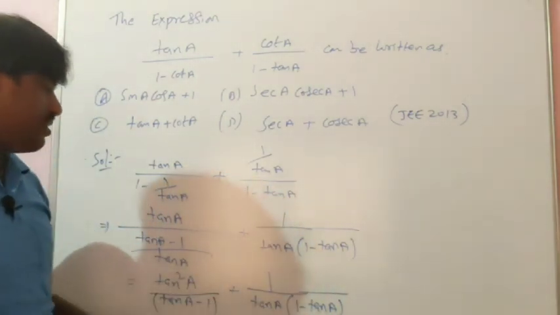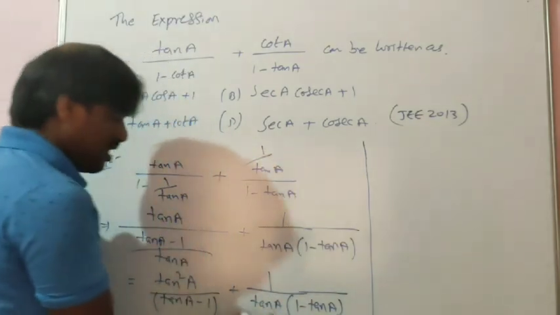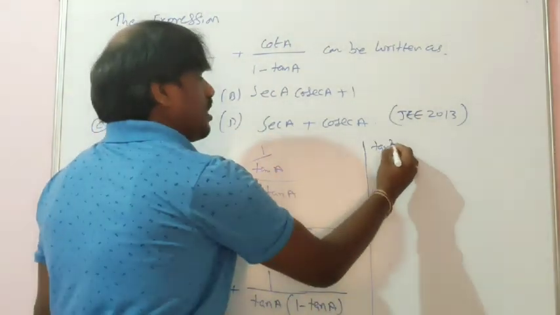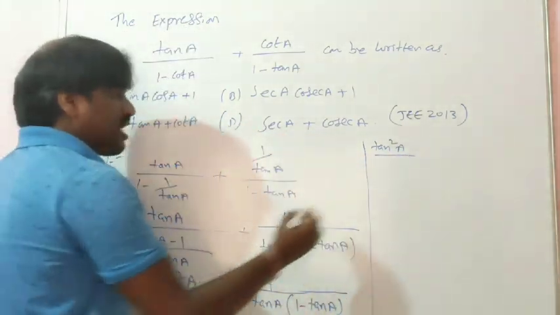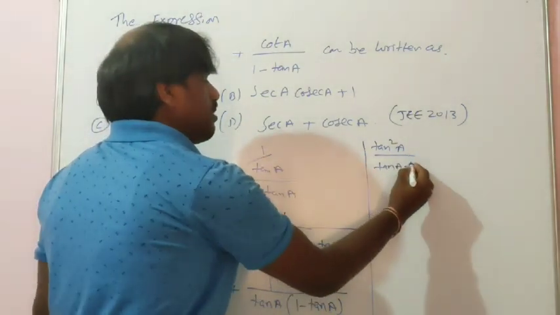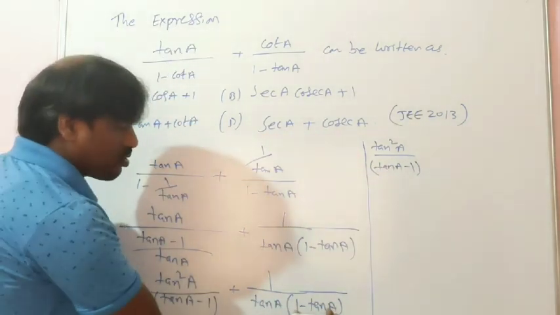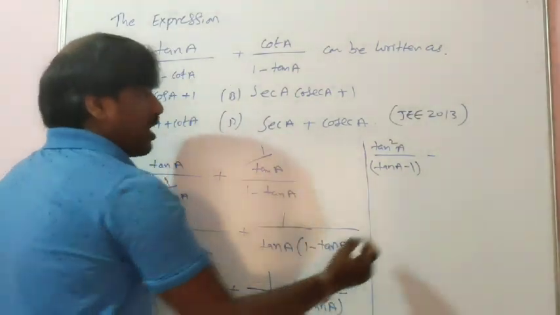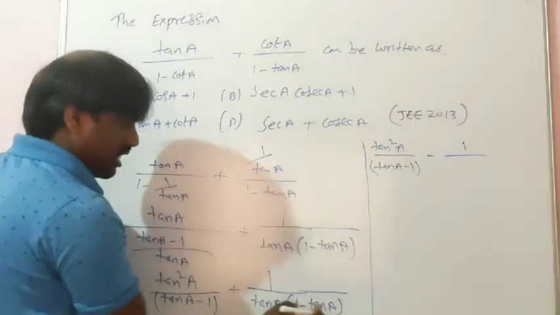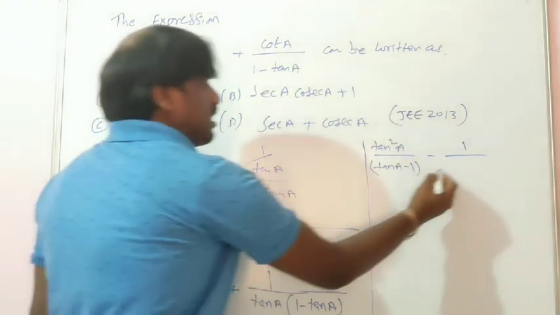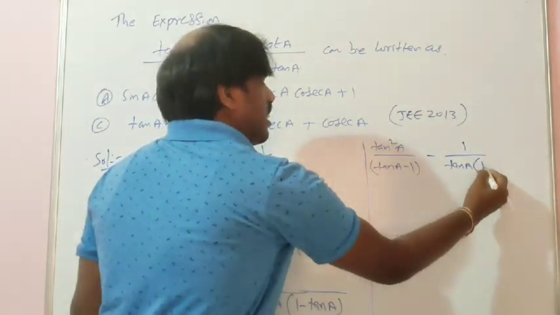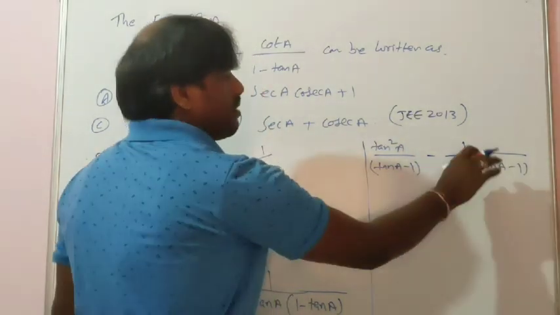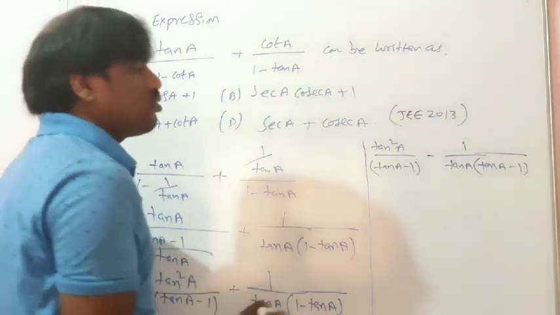Just take minus common. So I get tan square A divided by tan A minus 1, and taking minus common in the second term, minus into minus gives plus, so I get 1 upon tan A into tan A minus 1. It was 1 minus tan A, I took minus common, so I got tan A minus 1. Hope you understand here.